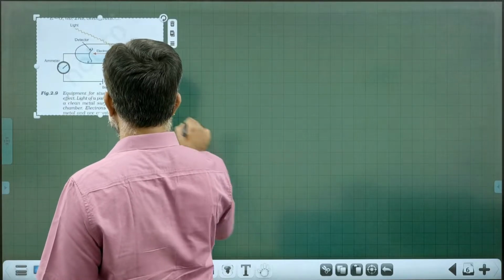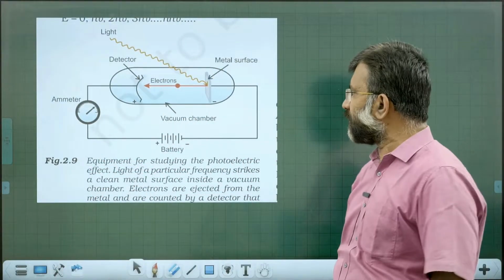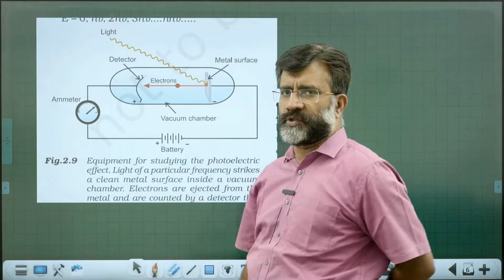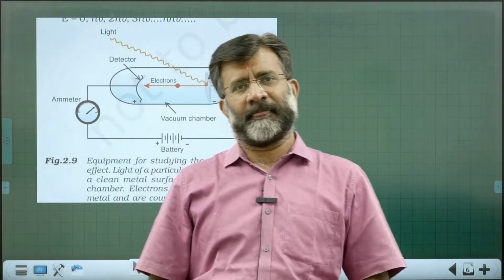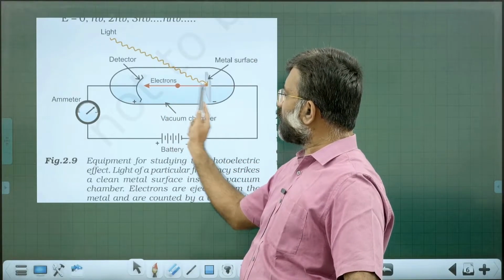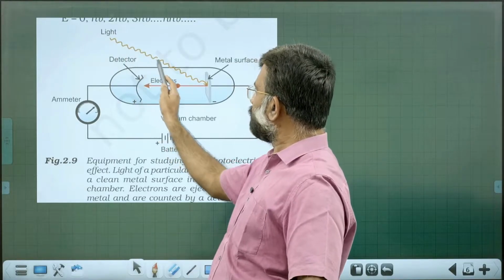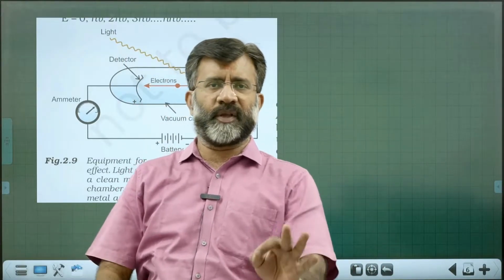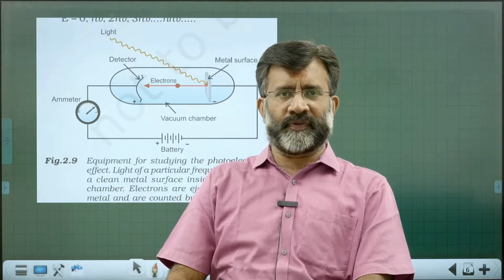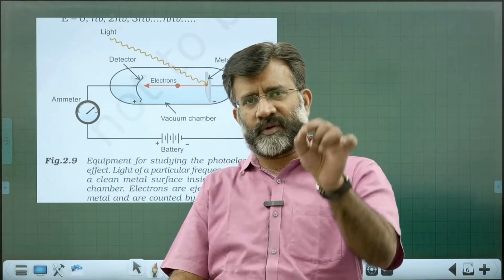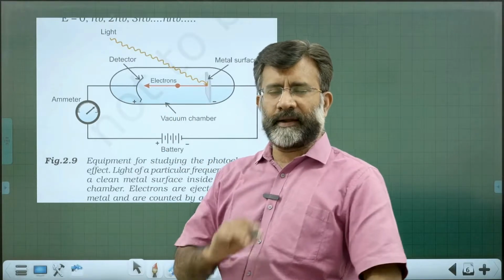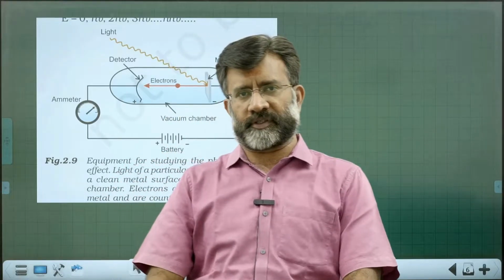When radiation of suitable frequency falls on a metal surface, electrons are ejected. That is the photoelectric effect. It is the phenomenon of ejection of electrons when radiation of suitable frequency falls on it. The minimum frequency required, all of you know, is called the threshold frequency. So when a minimum frequency called the threshold frequency falls on the surface of a metal, electrons are ejected and the phenomenon is called the photoelectric effect.